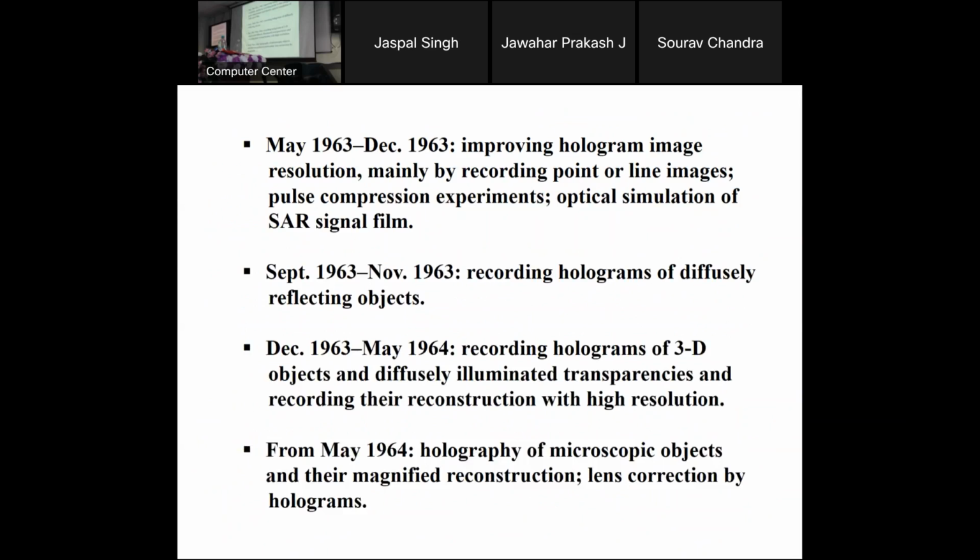From 63 to December 63, they tried to improve the hologram resolution, mainly by recording point and line objects, pulse compression experiments, and optical simulation of synthetic aperture. Then, recording holograms of diffuse reflecting objects. Then from December 63 to May 64, recording holograms of 3D objects with difficulty resolving the transparency, and the reconstruction with high resolution. And from May 64 onward, holography of microscopic objects and their magnified reconstruction.